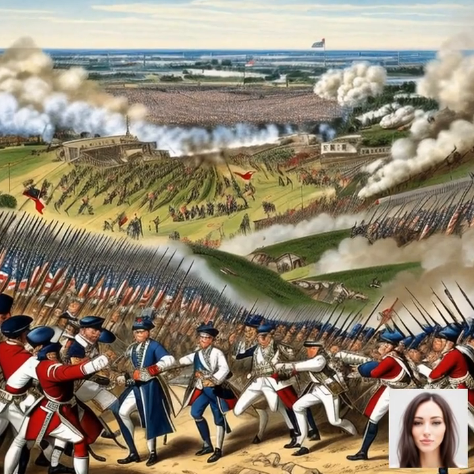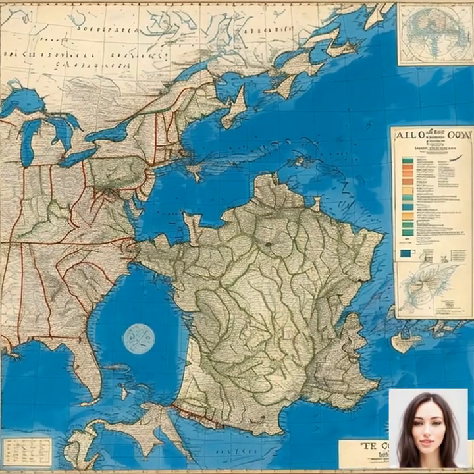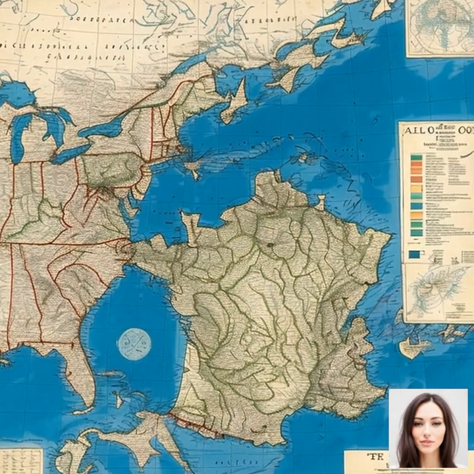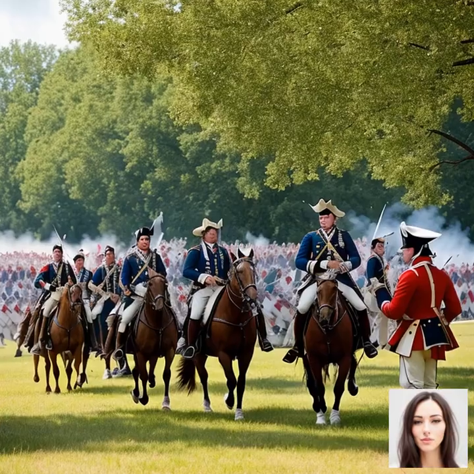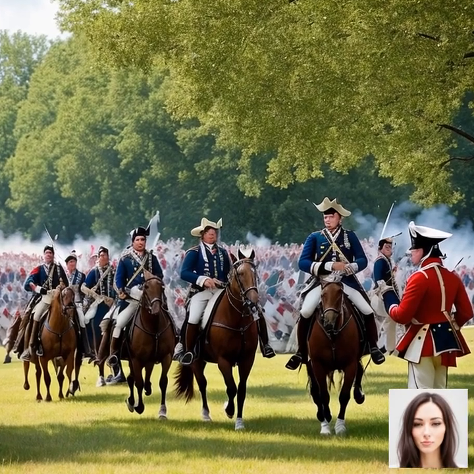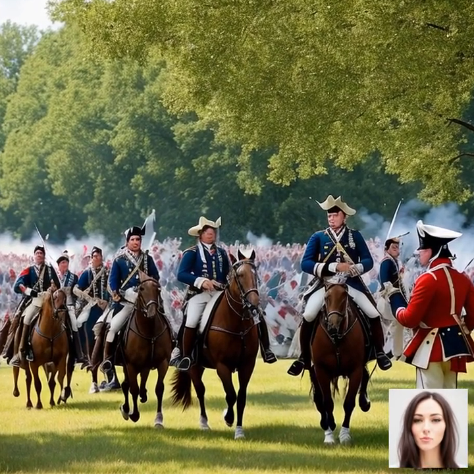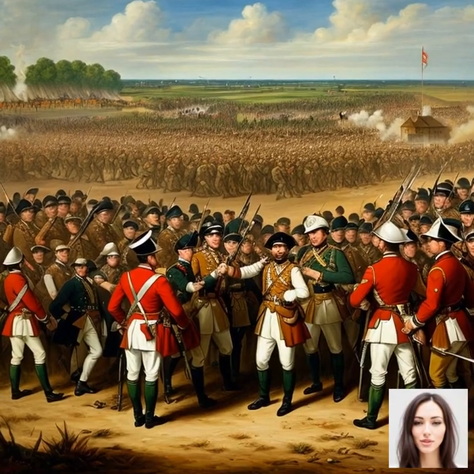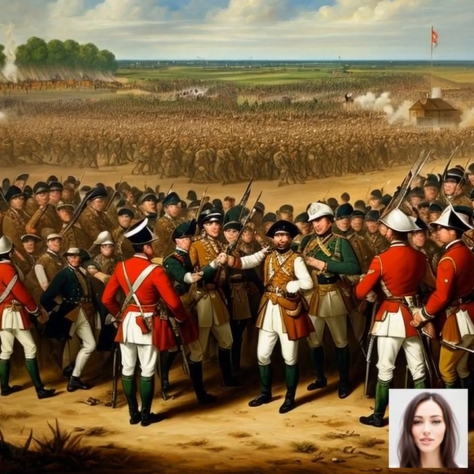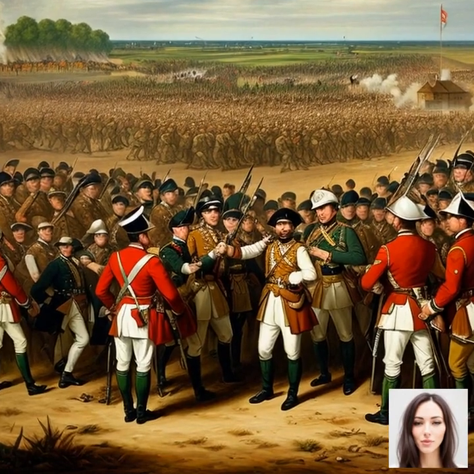Finally, we come to the Siege of Yorktown in October 1781. This decisive battle effectively marked the end of the Revolutionary War, as it resulted in the surrender of British General Charles Cornwallis and his army. The strategic victory at Yorktown was made possible by the combined efforts of the Continental Army, led by George Washington, and French forces under the command of General Rochambeau.